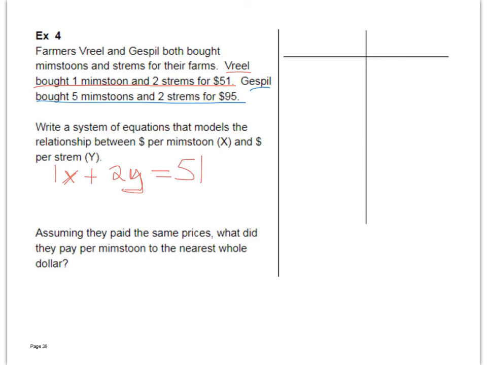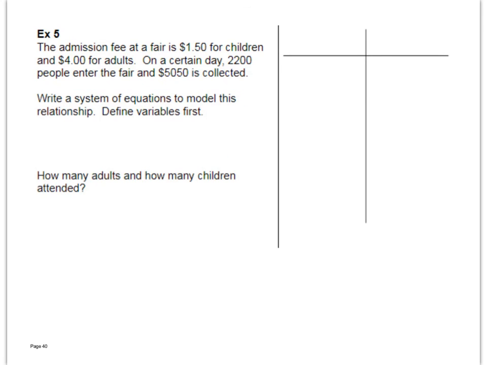Now for the blue underline, hopefully nobody's colorblind, sorry. 5 Mimstoons times whatever they cost plus 2 Strems times whatever they cost should give us $95. Now you have a system of equations and you can solve them. Now this one we're not really ready to solve, although this one is 1x, so you could solve for that because it's just x equals. If I erase that 1, maybe it's a little bit easier. So you could solve this one right here for x, x equals, by subtracting the 2y, and then you could substitute. But we're going to work on that more with elimination. So I'm going to leave it at that.